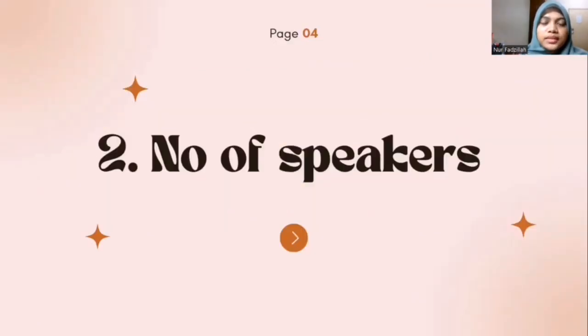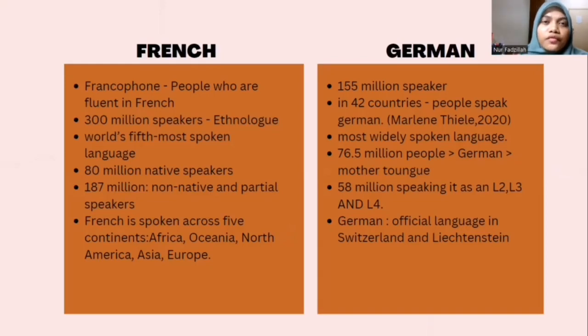Comparison number 2, which is the number of speakers. People who are fluent in French and speak French are known as Francophones. From the Ethnologue website, there are 300 million French speakers all around the world. This could be the reason why French has been listed as one of the world's most spoken languages. For native speakers, it has 18 million speakers, and the remaining 187 million are non-native and partial speakers.